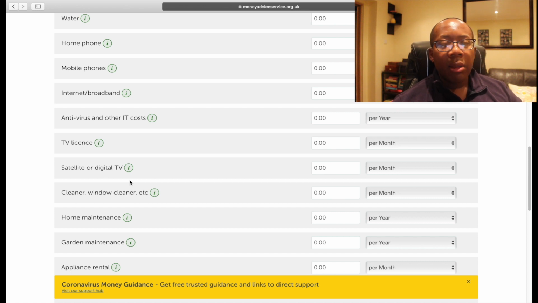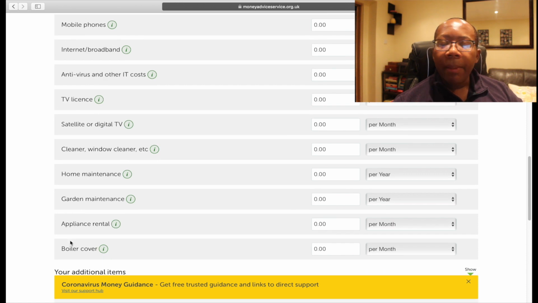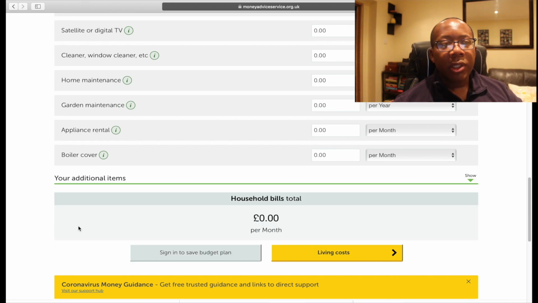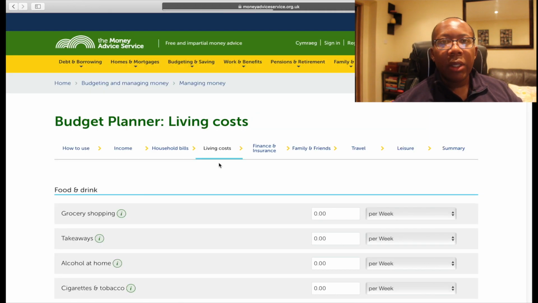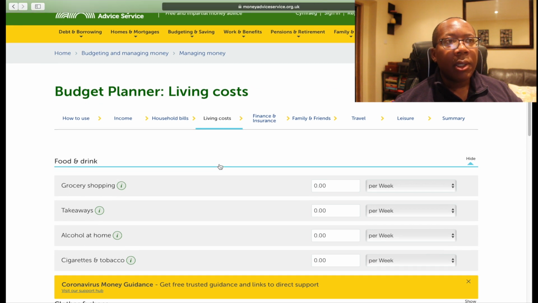Similarly, things like cleaners or garden maintenance maybe, these are the kind of things that you may be able to just do yourself and again free up some money that would have a positive impact on your net available cash. So living costs, obviously, depending on your situation, vary greatly.